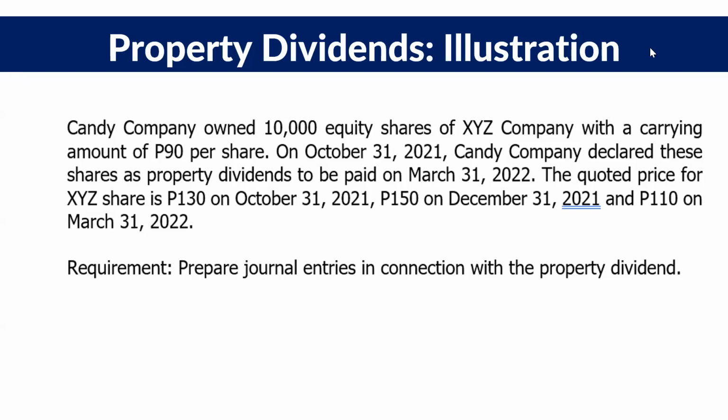So again, yung quoted price natin for October 31, 2021 is 130. For December 31, 2021, 150. And for March 31, 2022 is 110. So itong mga quoted price na to, this represents your fair value less cost to dispose, no? So the requirement is to prepare journal entries in connection with the property dividend. So let's proceed to the Excel file na to answer this illustration.